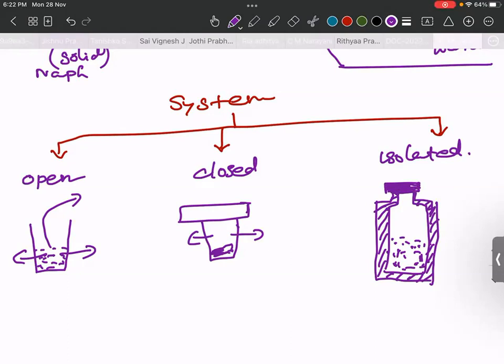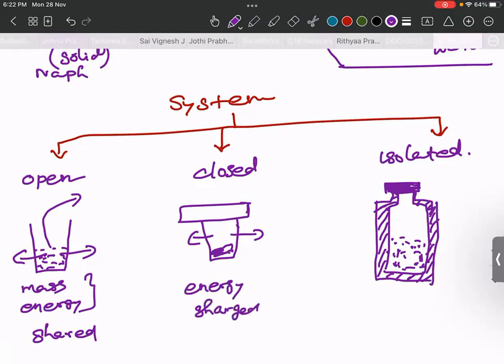So here the mass and the energy can be shared. So that is called an open system. Here the energy gets shared, but the mass will not get shared.